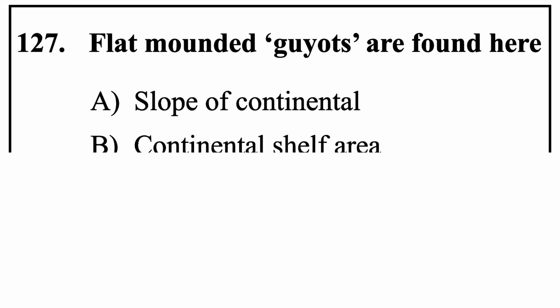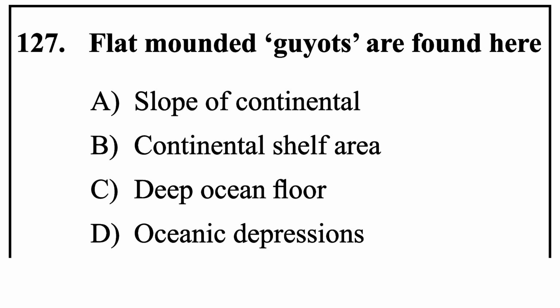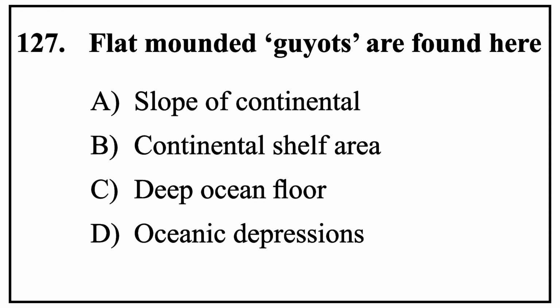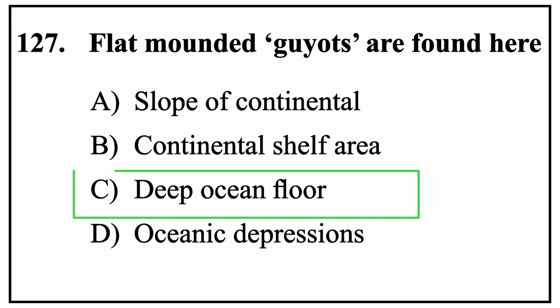127. Flat mounded geodes are found here. Options are A. Slope of continental, B. Continental shelf, C. Deep ocean floor, D. Oceanic depression. Here is the answer. The deep sea plain. In this region, sea mounts and geodes are found. Option C is right one. Deep ocean floor.